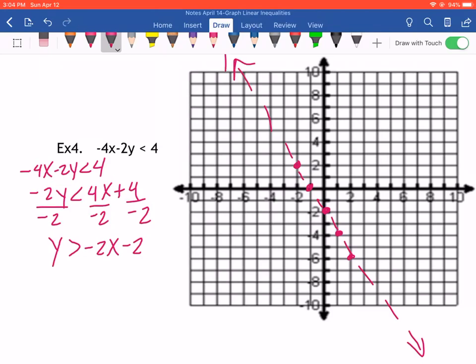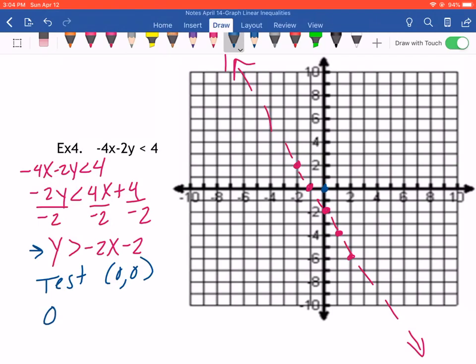Okay, so now my last step here is to test a point. Once again, I want to ask myself, is it possible to test the point 0, 0? And the answer is yes, it is possible because it does not lie on that line. So let's go ahead and run our test. If we test the point 0, 0, I can go either to my original -4x minus 2y less than 4, or I can go to this one to test my point. Either one, I should be fine. I'm going to go to the one directly above it.